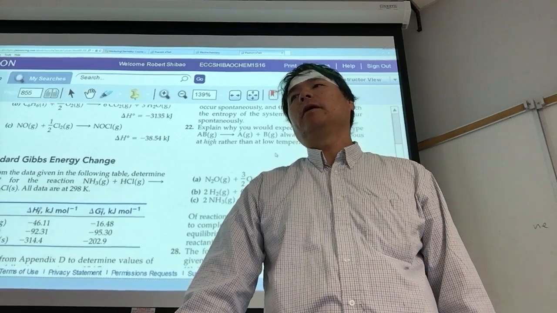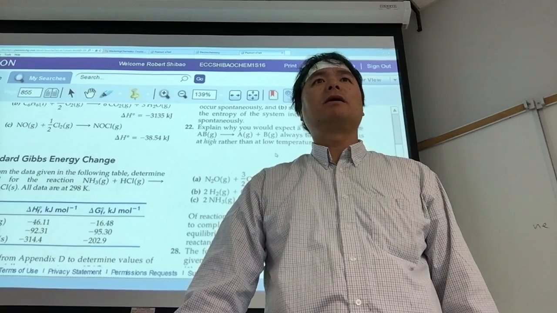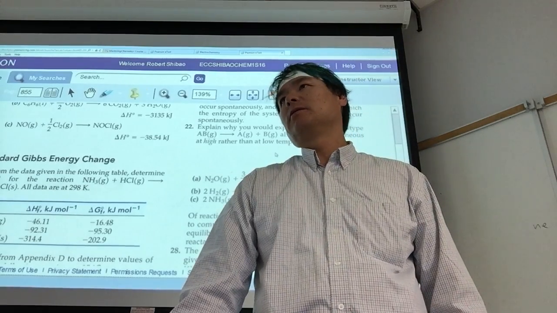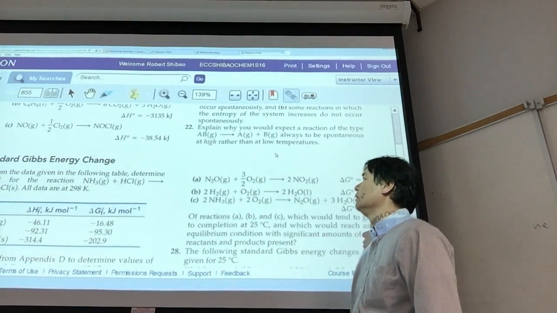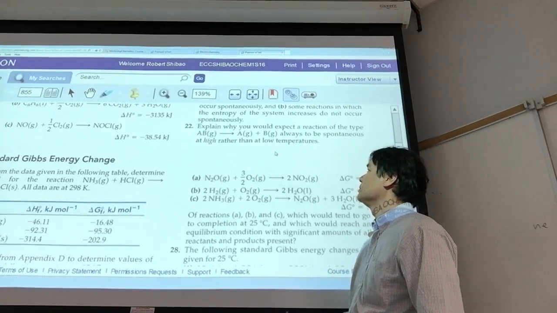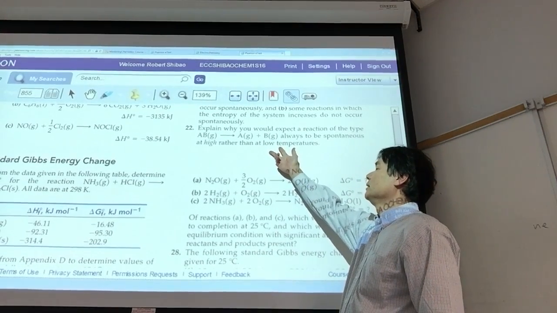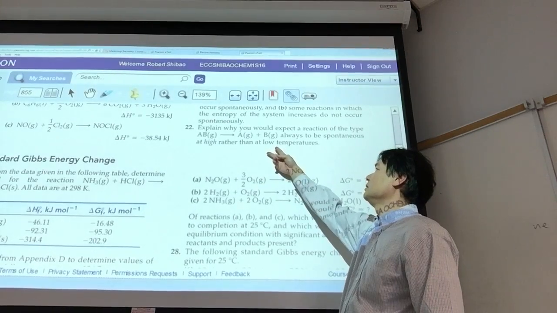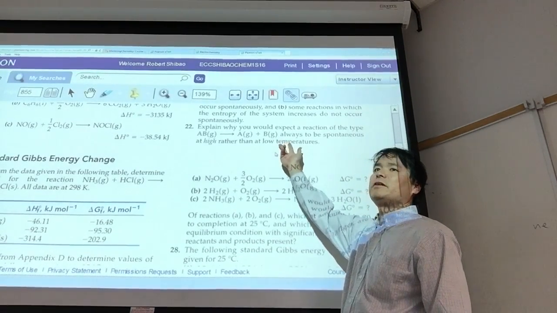Whenever you break bonds, it's endothermic. Whenever you form bonds, it's exothermic. That's typical, unless the bond is unusually unstable, but those are exotic species. So that's how we determine delta H. So delta H is endothermic, so it's unfavorable at low temperatures, but delta S is positive, and so it's favorable at high temperatures. So this is favorable at high temperatures.